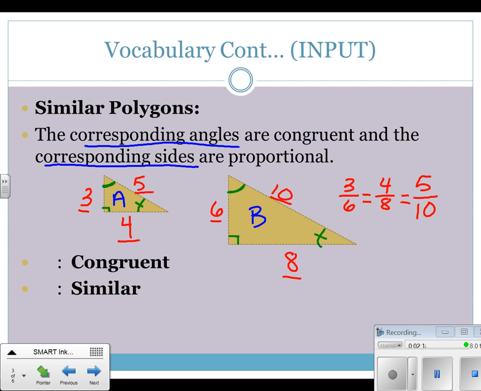So those two triangles, triangle A and triangle B, are similar polygons. The matching angles are congruent. The matching sides are proportional. They're the same shape, but they're different in size. Congruent has a symbol. It's a little wave like this with an equal sign below it. And similar has a symbol. It's just one wave like that. So we can say triangle A is similar to triangle B.